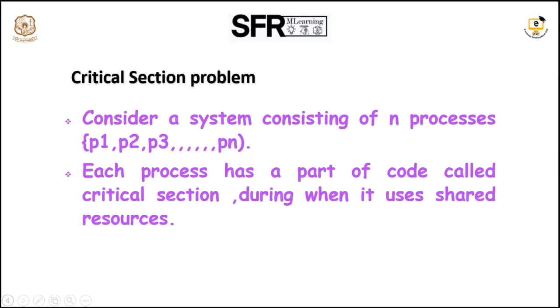Critical section problem. Let us consider a system consisting of n processes, namely P1, P2, P3 till Pn. Each process has a part of code called critical section during which it uses shared resources.